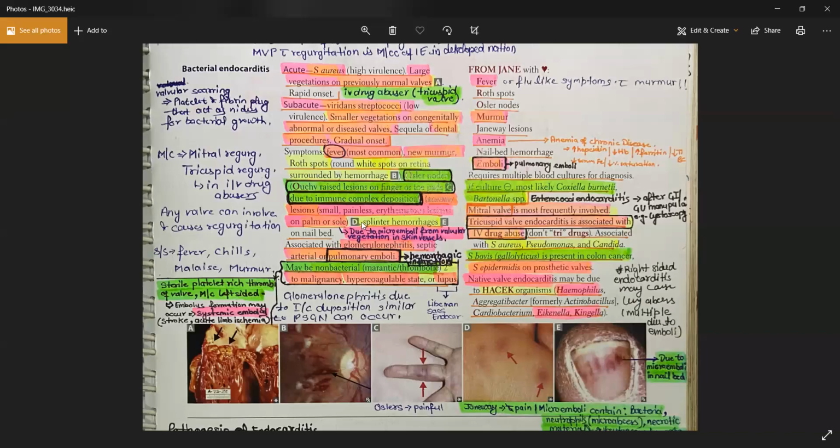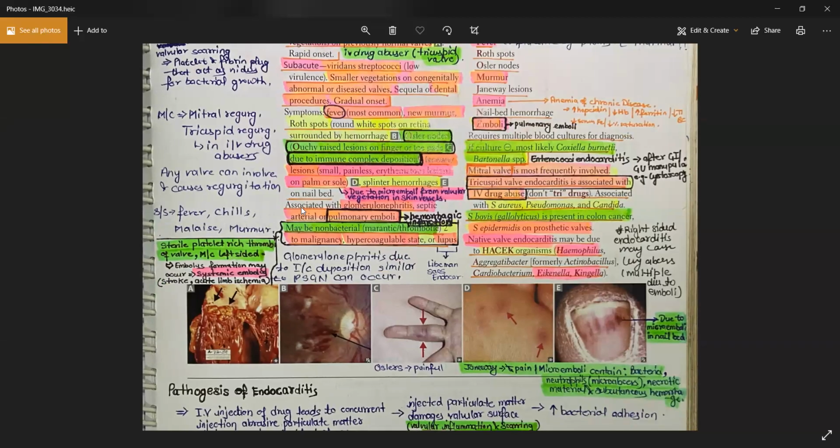Then you have a splinter hemorrhage, which is seen as some blackish lines on the nails, and these are again due to the microemboli in the nail bed. The embolus will block the vessels there, and they can cause the splinter hemorrhage.